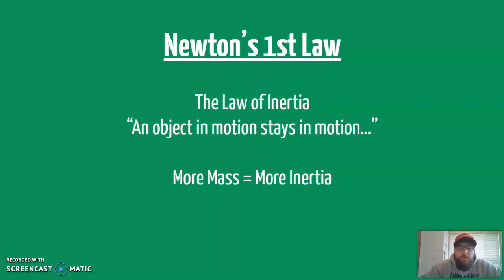Okay, so a little review. Newton's first law of motion, we call it the law of inertia. You'll hear it one of two ways. An object in motion stays in motion until acted upon by an unbalanced force, or an object at rest tends to stay at rest until acted upon by an unbalanced force. The other idea in there is that an object with more mass has more inertia. In other words, it wants to keep doing what it's doing more than an object with less mass.